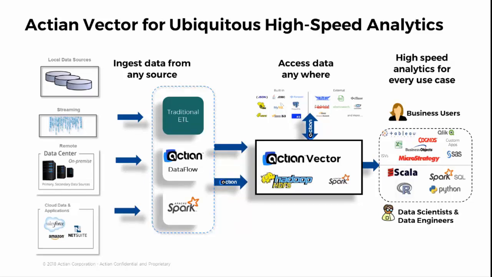So on the left-hand side, we've got a multitude of data sources, right? So it might be some local databases. It could be some streaming data coming in from IoT applications or an enterprise service bus. It could be data coming in from remote data centers, or it could be cloud-based applications, right? So it might be Salesforce, it might be NetSuite, it might be Amazon S3. We can take that data from any of those sources using a variety of methods.